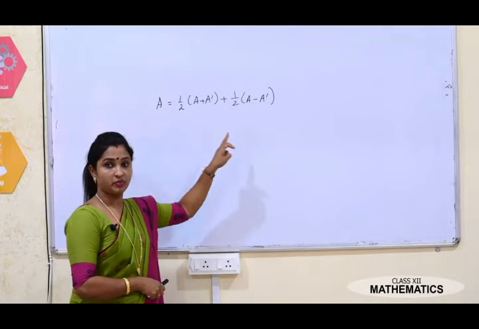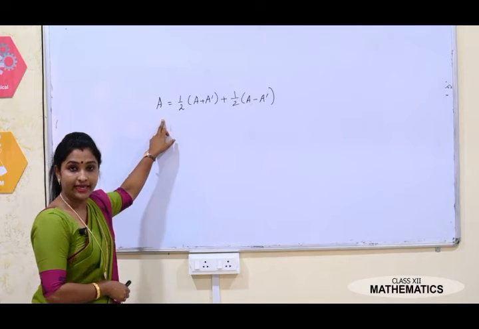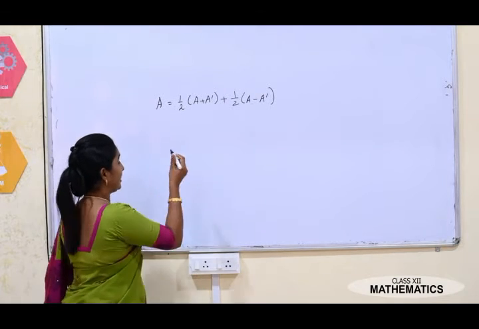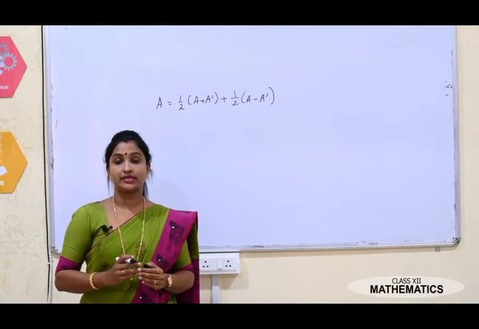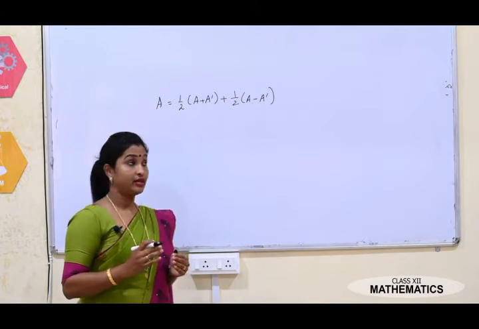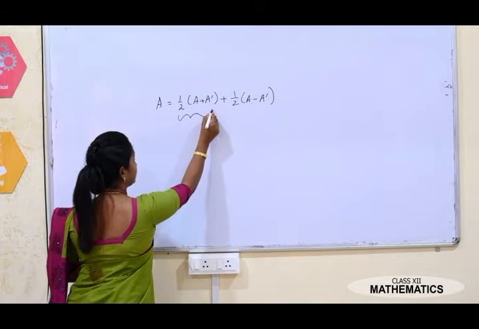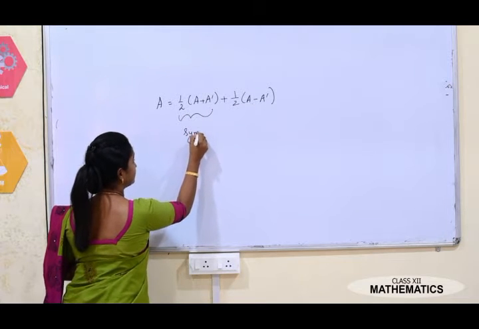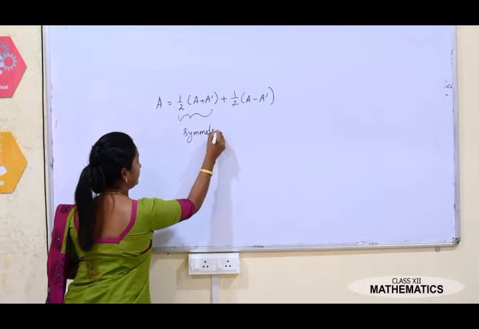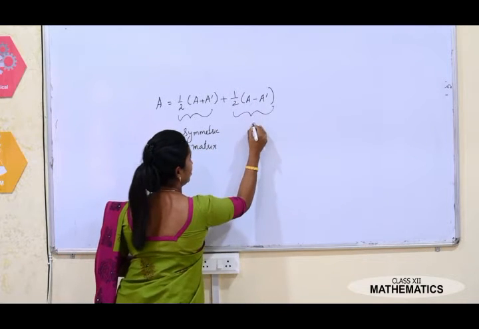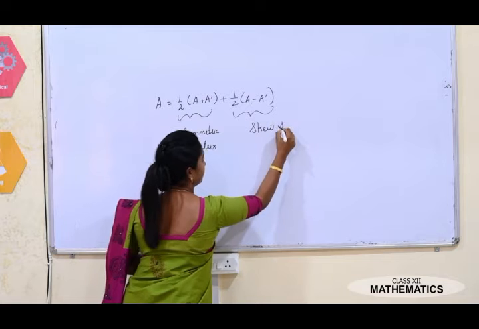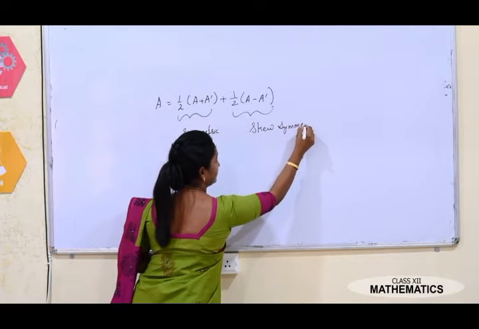When you solve this expression, you'll definitely get A, okay? But the question is, I told you the result that any square matrix can be expressed as the sum of a symmetric and a skew symmetric matrix. That means this matrix is the symmetric matrix, and this is your skew symmetric matrix, right?